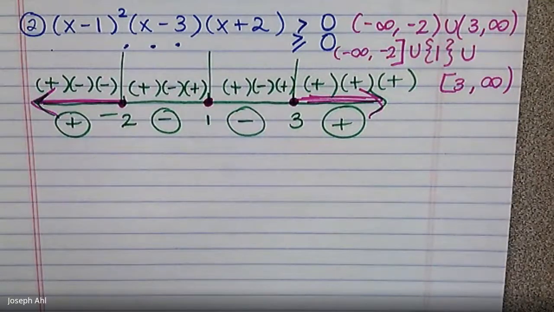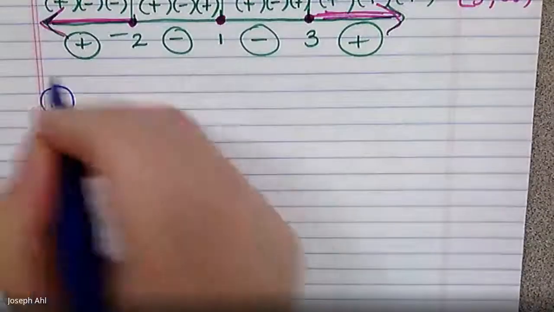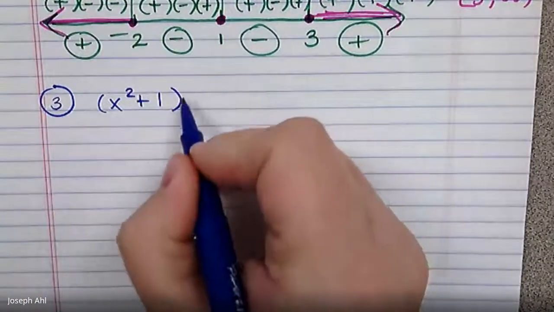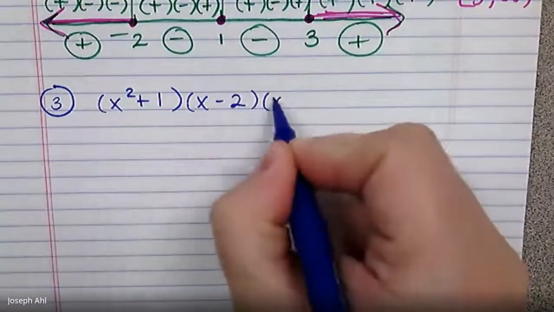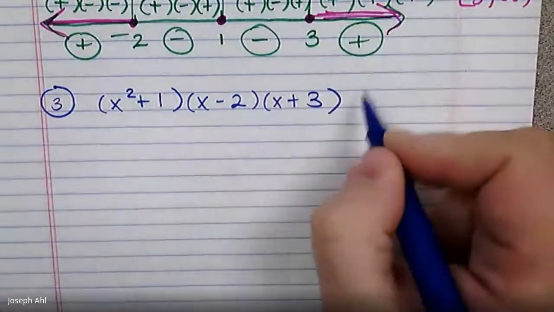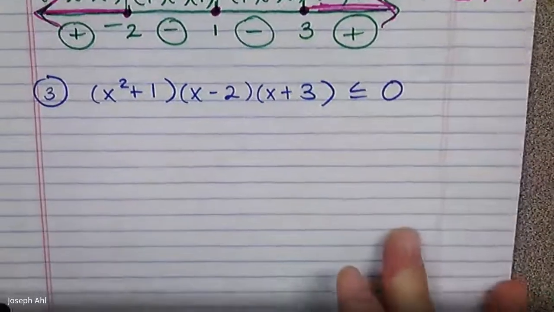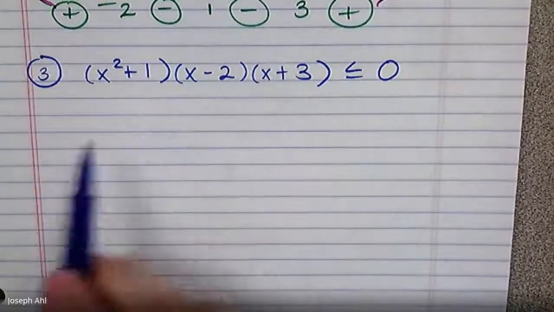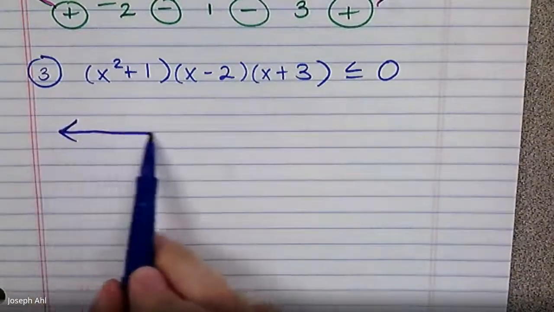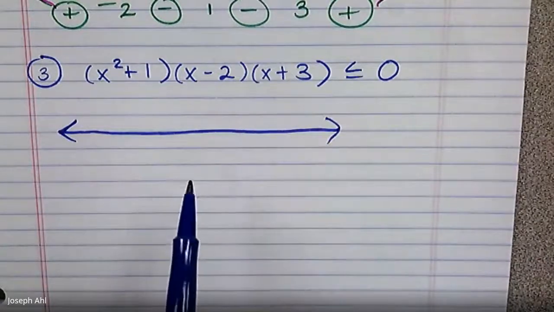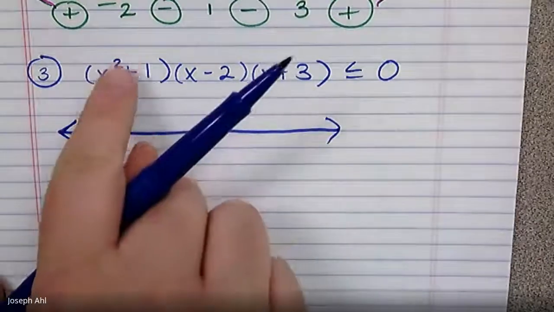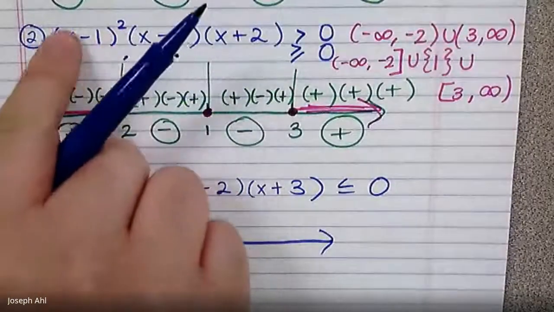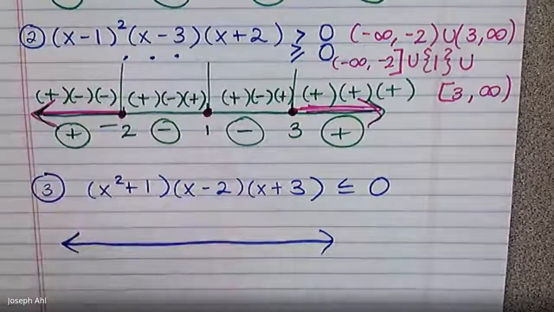If we take a look at maybe just one more example like this, if I gave you x squared plus 1 times x minus 2 times x plus 3, and I want to figure out where this is less than or equal to 0. So we're doing an inequality, which means we need our partition points, okay? It's a little different when the square is on the inside of the parentheses versus the outside like it was in this one. Here, 1 definitely made this equal to 0.